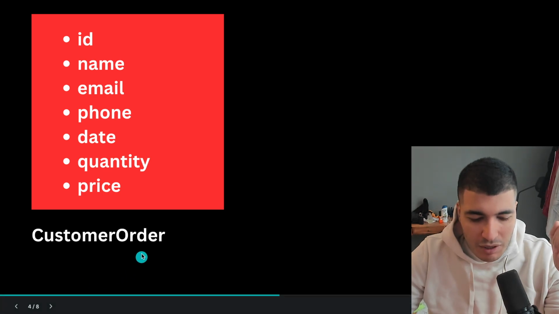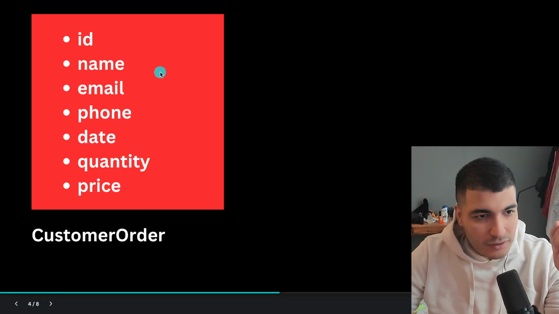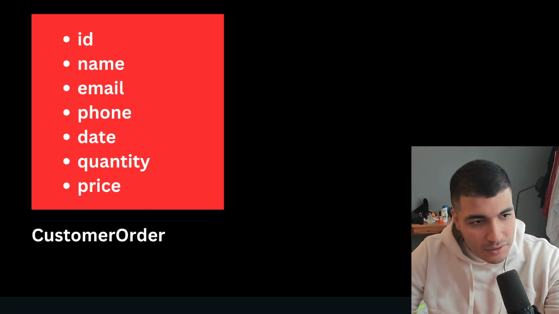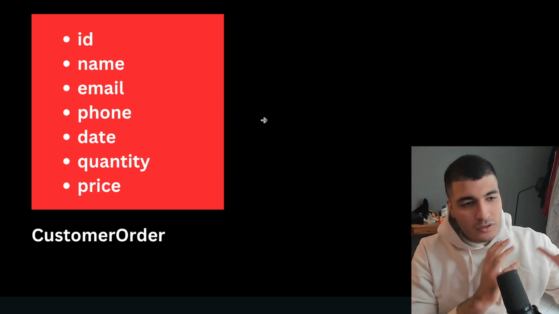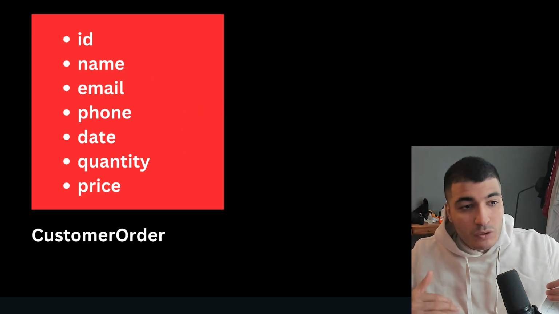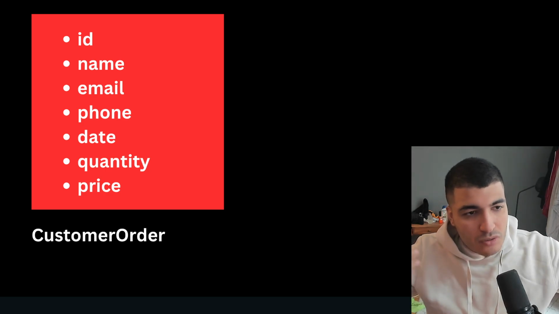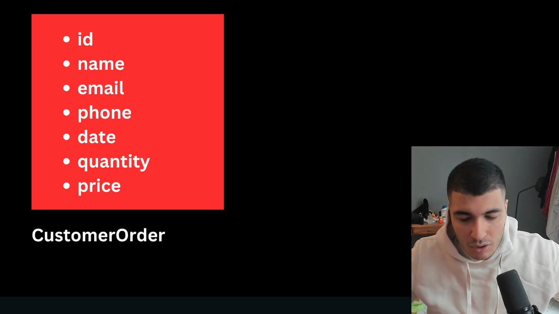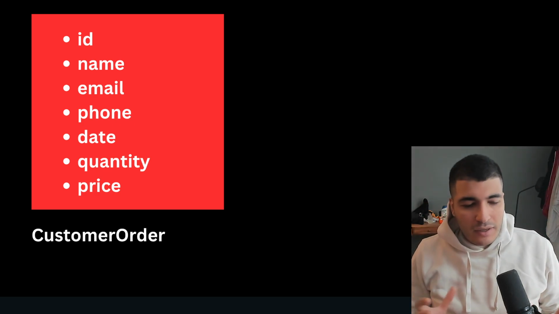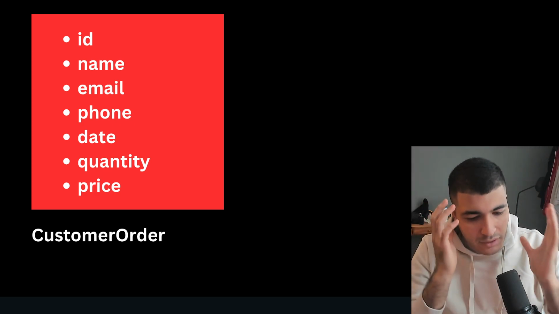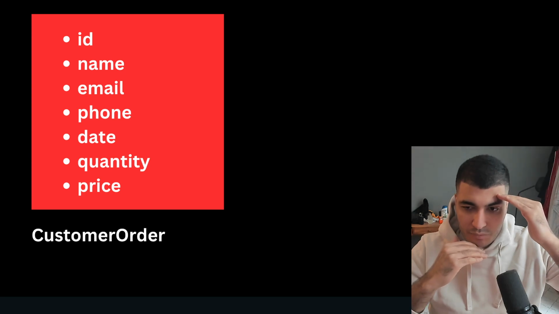Okay, let's take an example of redundancy. Let's say that we have a customer order table. In a normalized design, we basically have a table for the order and another table for the customer. But if we denormalize it, we will have a customer order table where we put all the data related to the customer and the order in the same table.